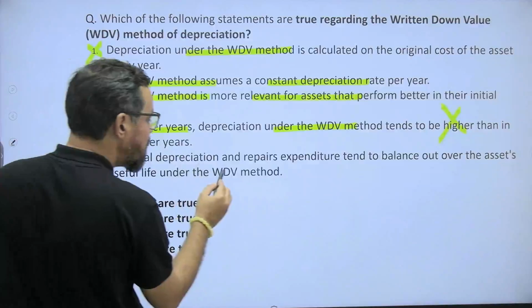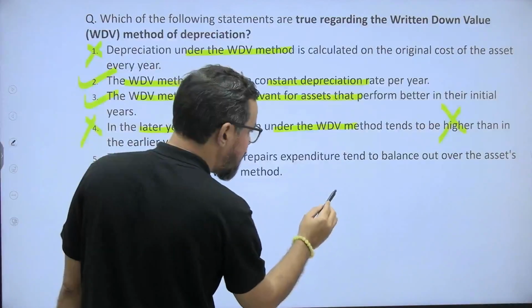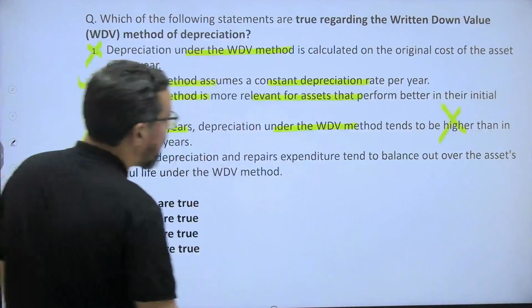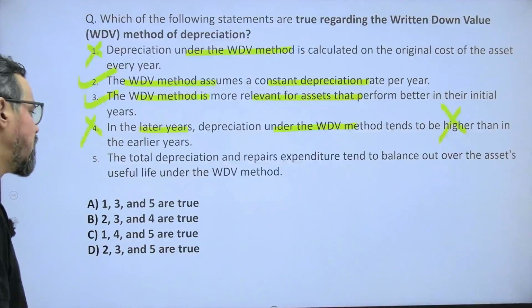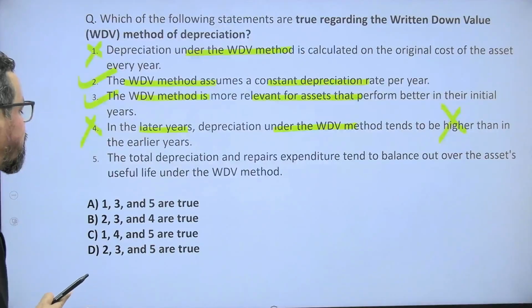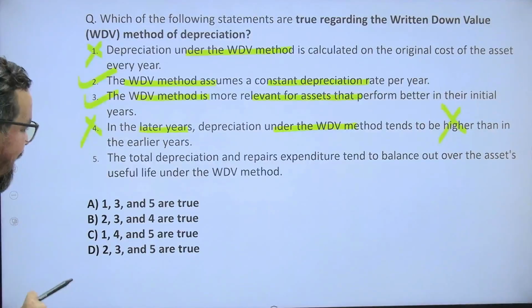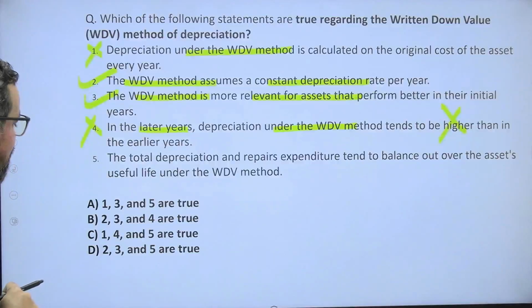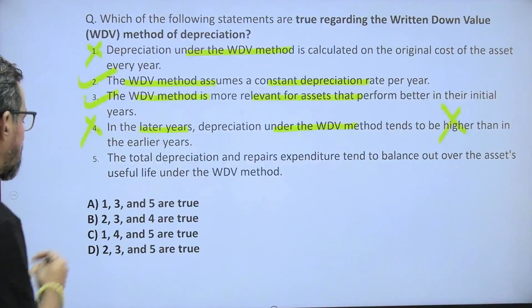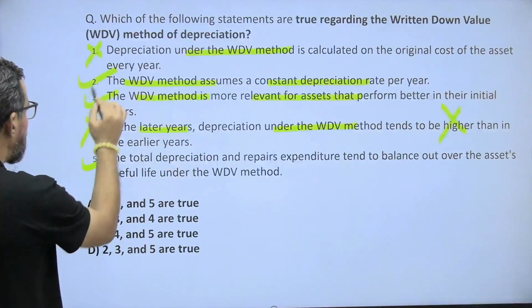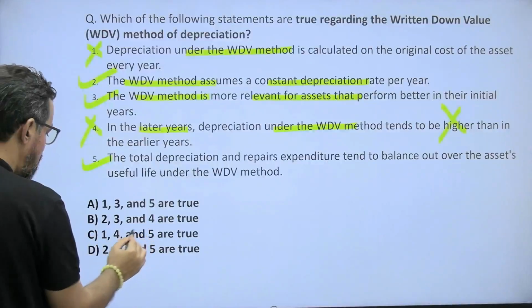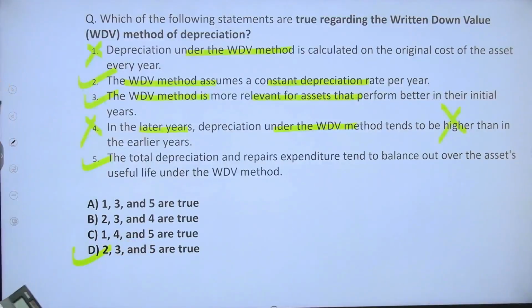The total depreciation and repair expenditure tend to balance out over the asset's useful life. The total depreciation and repair expenditure tend to be balanced out in this one, right? This is also correct. So D should be the right answer for this particular one.